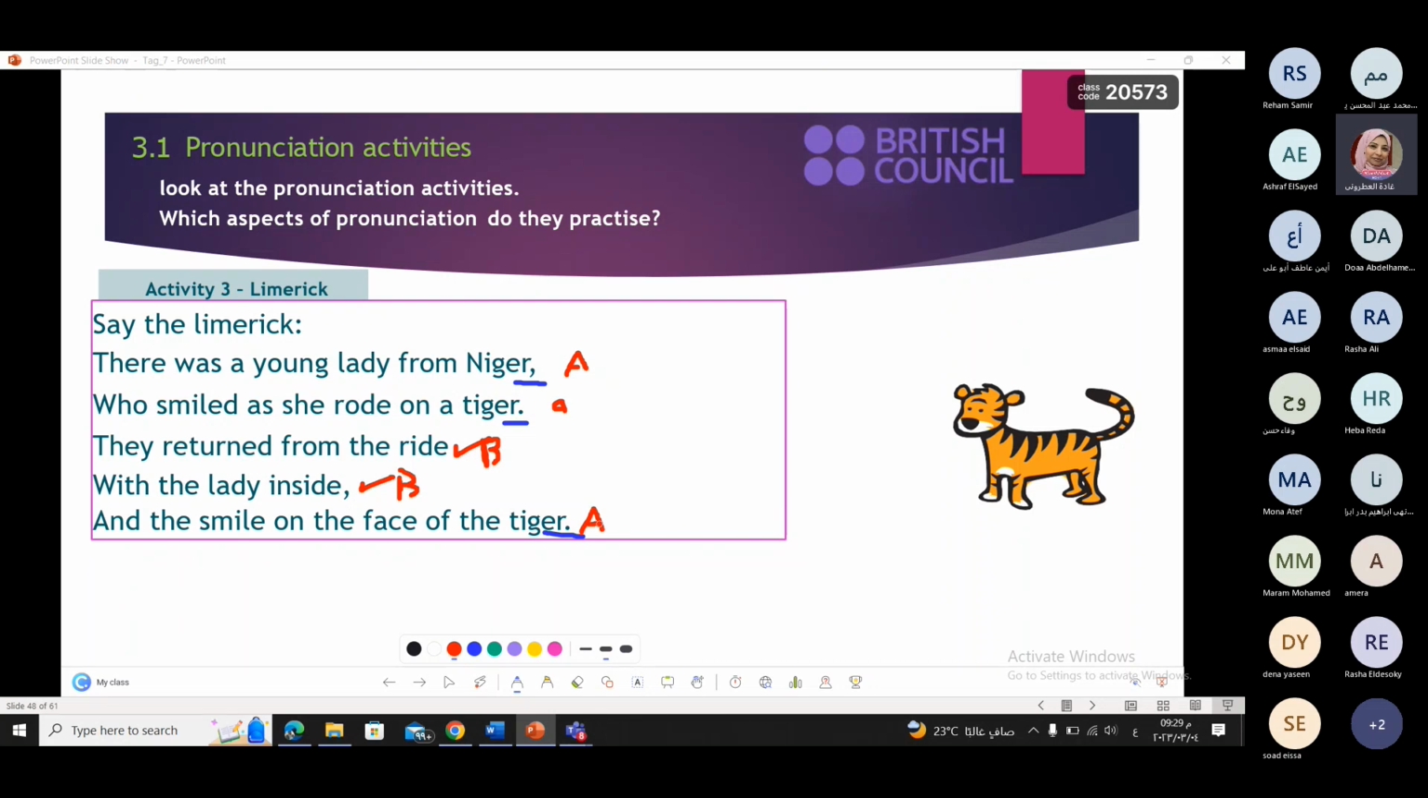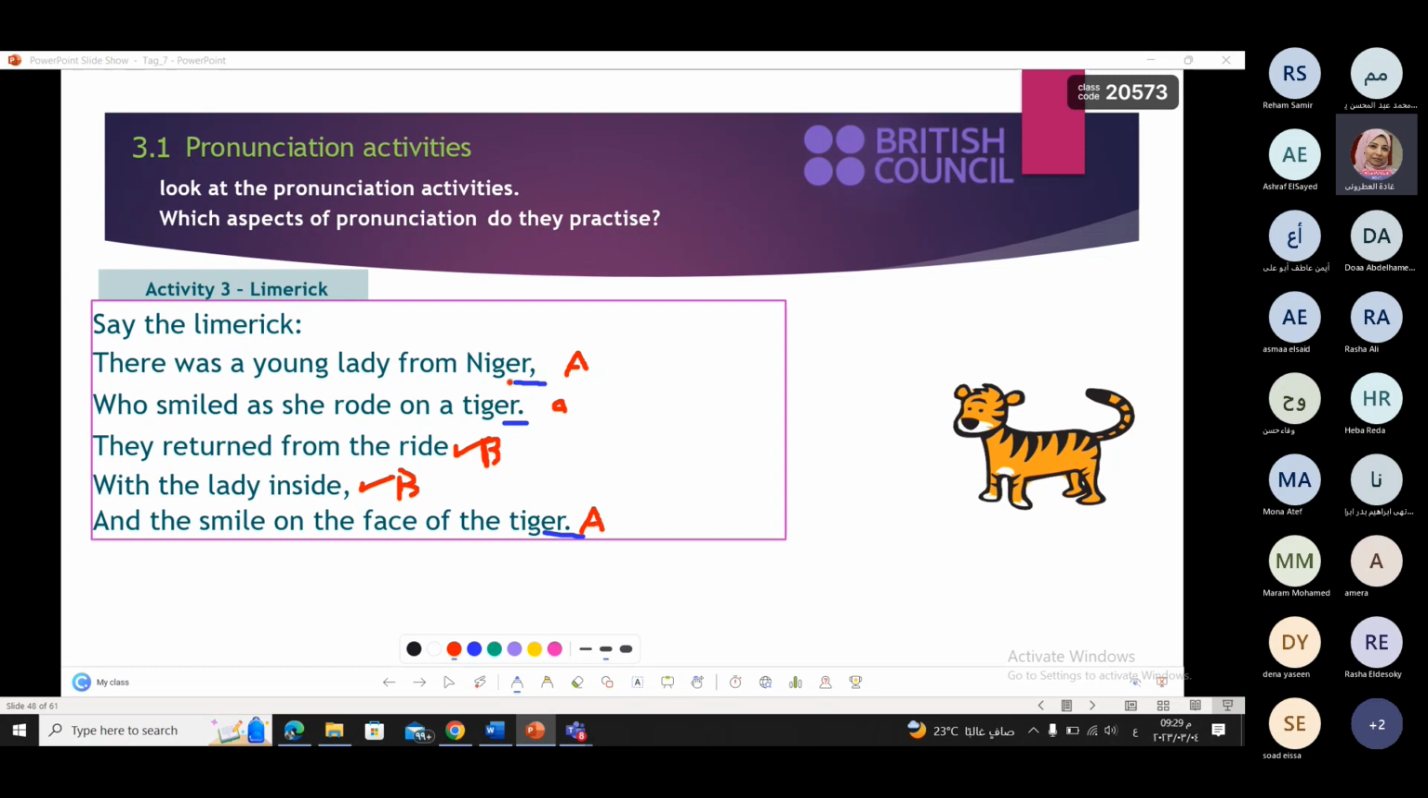There was a young lady from Niger who smiled as she rode on a tiger. They returned from the ride with the lady inside and a smile on the face of the tiger.